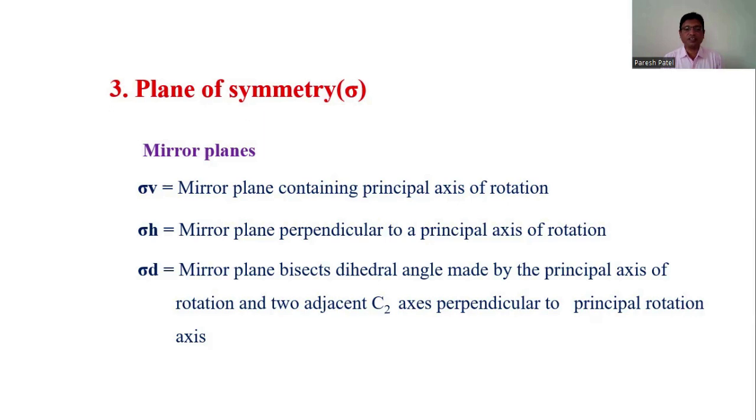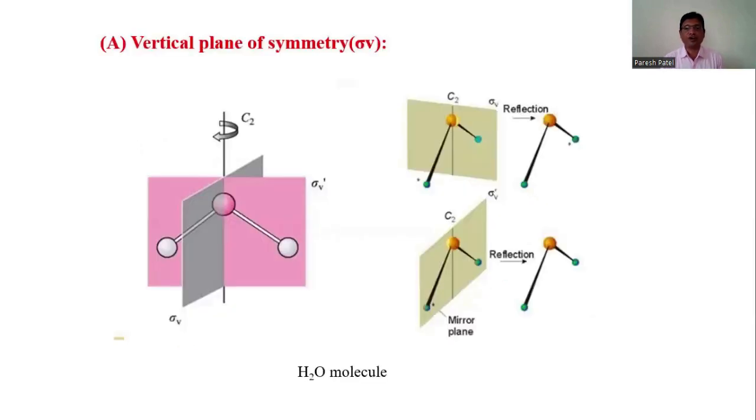Now, in case of the diagonal plane or dihedral plane of symmetry, the imaginary plane can bisect the main principal axis as well as C2 in such a way that one part is the mirror image of the other part of the molecule. So this type of plane of symmetry can be recognized as dihedral or diagonal plane of symmetry. Now, first example, first category of the plane of symmetry is vertical plane of symmetry.